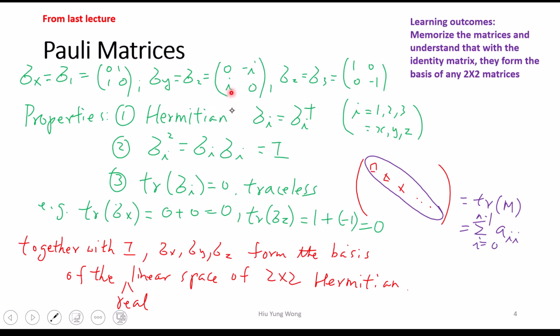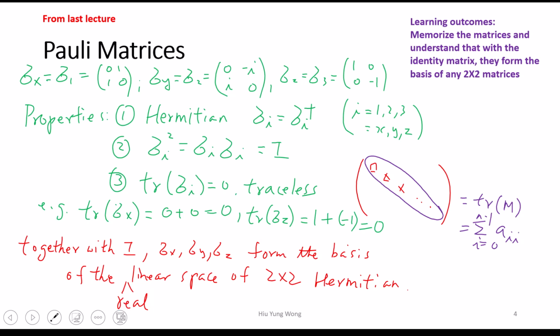It's negative i. The way I memorize it, I learned from someone, is that negative is light, smaller, so it floats on the top. You think of a way to memorize it, right? It's also off diagonal, and it is i. And sigma z, which is 1, minus 1.